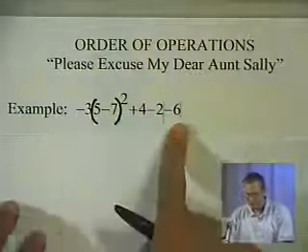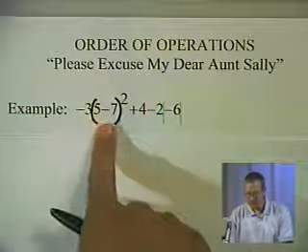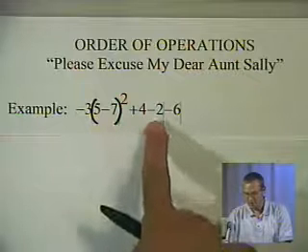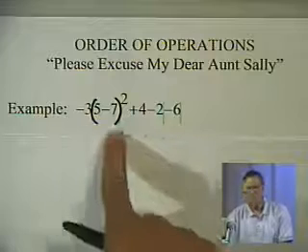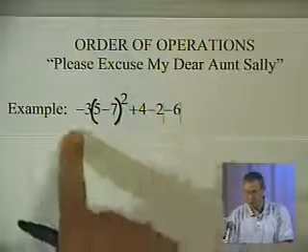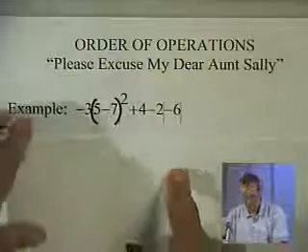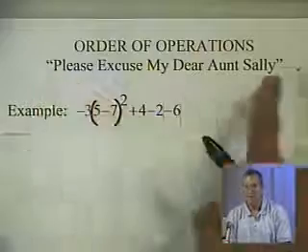We want to simplify this expression: -3 times the quantity 5 minus 7 squared plus 4 minus 2 times the absolute value of -6. A lot going on in this expression. There's a lot of ways that we could try to simplify this, but there's really only one way to do it correctly. Okay? Now, there's an order in which we're going to do things. That's where this phrase comes in.